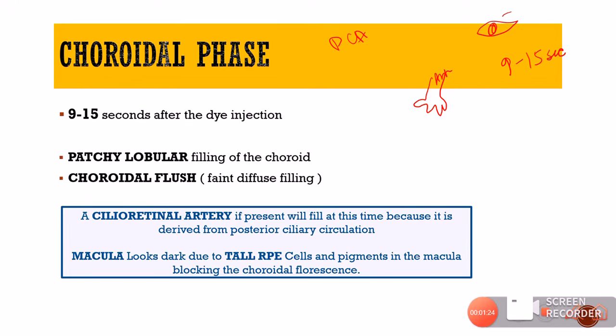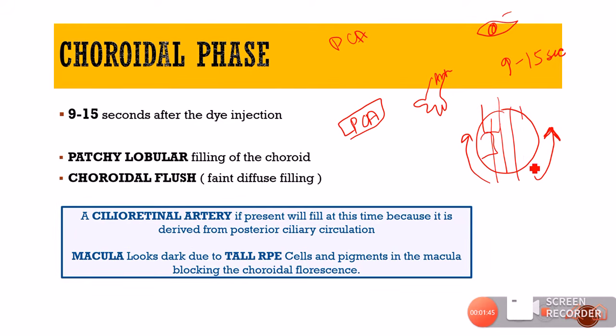So the filling of the choroid occurs because of the filling of the posterior ciliary arteries, which have a segmental blood supply. As I told you, there are two main long posterior ciliary arteries, one medial and one lateral, also called nasal and temporal, and they have a watershed zone. So this lobular or segmental filling of the choroid will start, and it will initially give us a patchy lobular appearance. However, later there will be a diffuse faint fluorescence of the choroid, which is referred to as the choroidal flush.